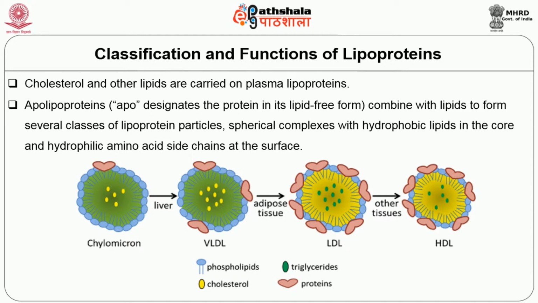Let us see quickly the classification and functions of lipoprotein. Cholesterol and other lipids are carried on plasma lipoproteins. Apolipoprotein, designated apoprotein in its lipid-free form, combines with the lipids to form the several classes. So before combining with the lipid, it is an apoprotein. When it combines with the lipid part, it becomes an apolipoprotein.